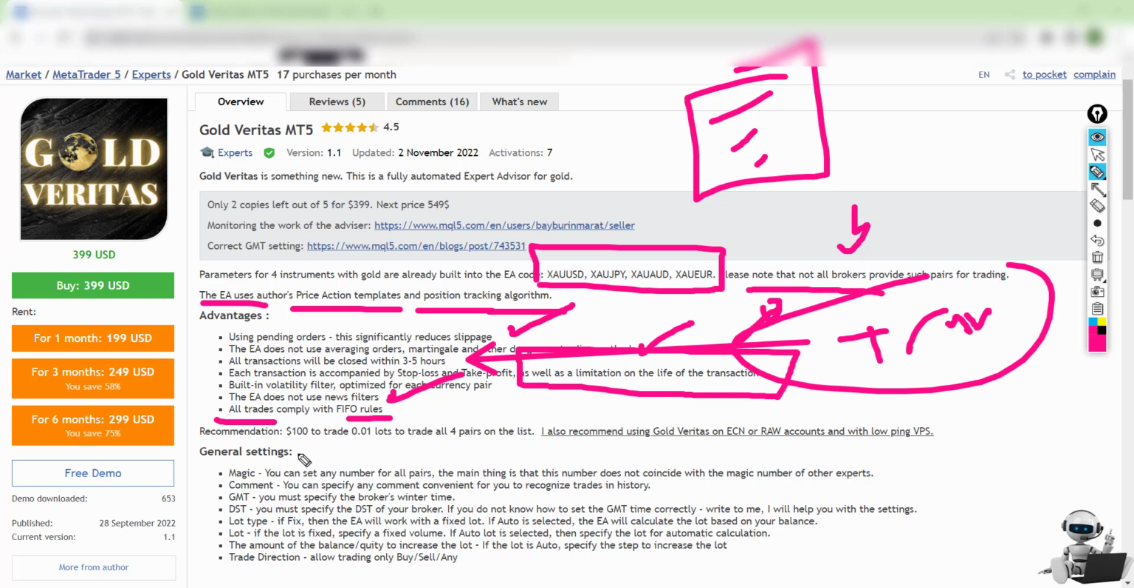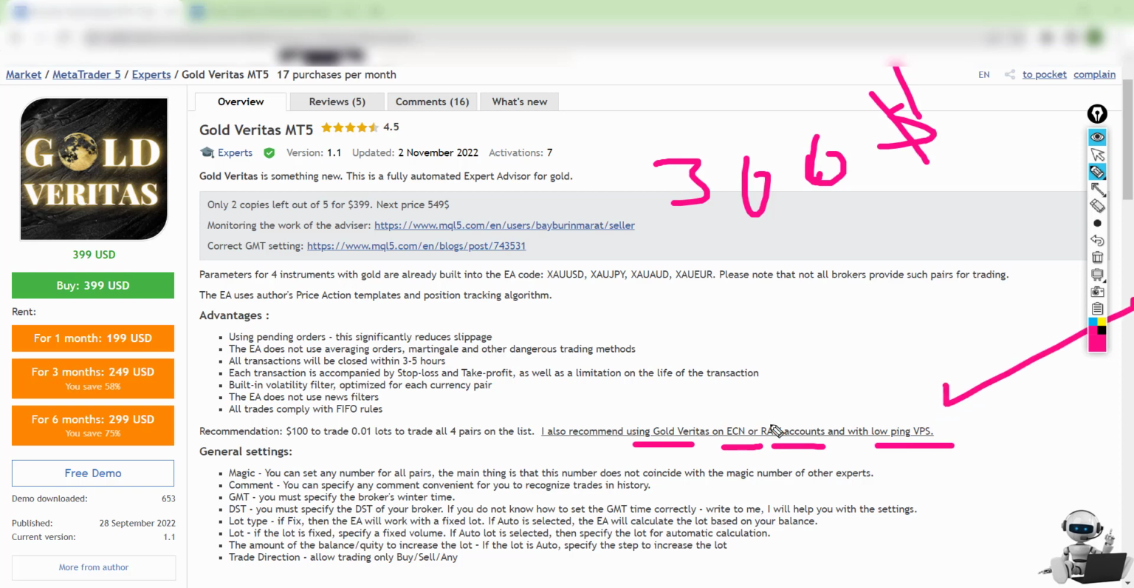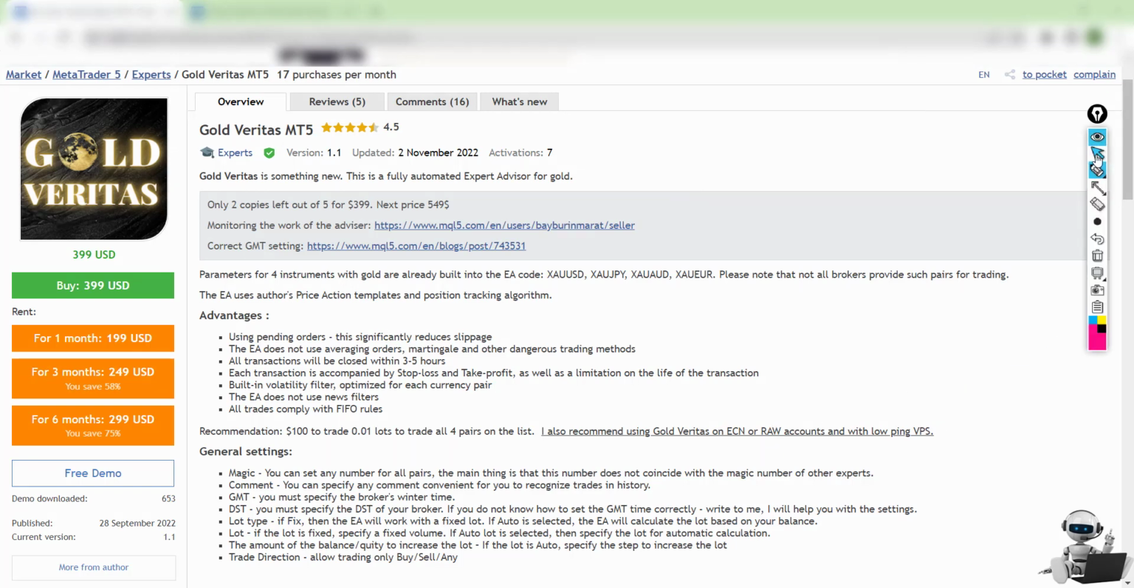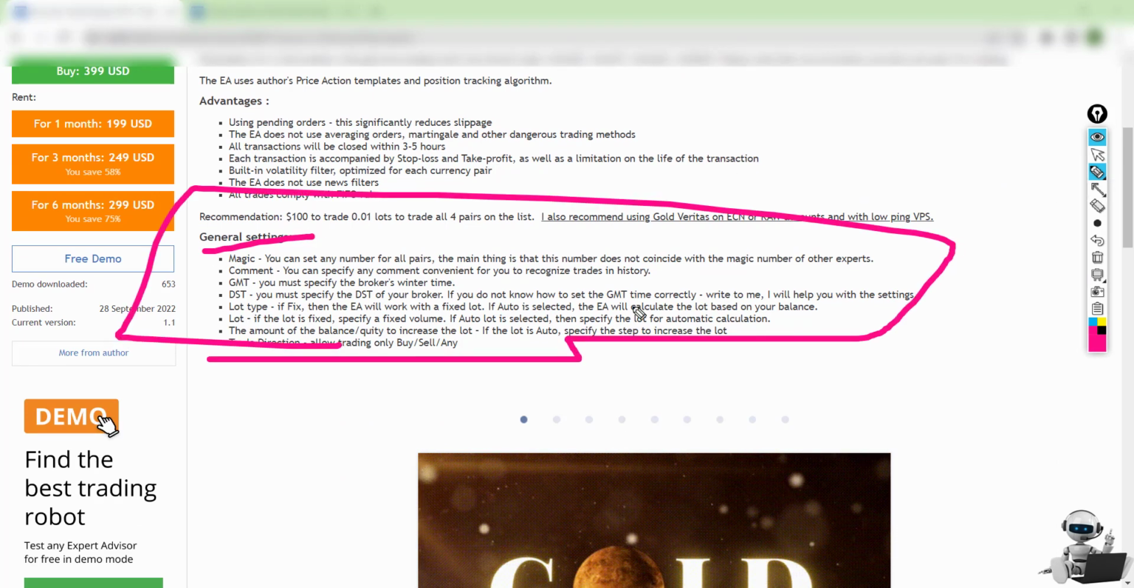And for the recommendation, you can start with $100, but since we are dealing with gold, I recommend, in my own opinion, $300 at least. This will be safer and it will give you lower drawdown. The author also recommends you use gold on an ECN or raw account and a VPS. We have explained each of these in the past, so these are very important conditions. We have general settings. I will explain them later on.